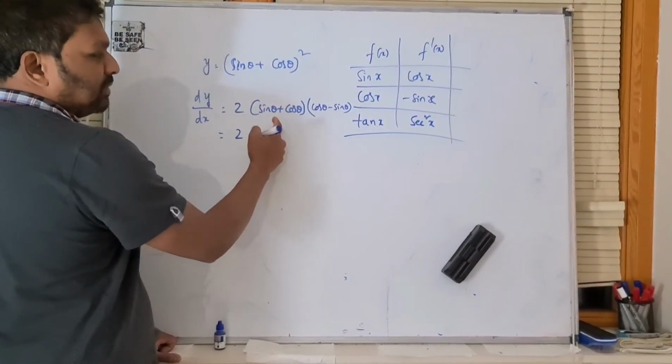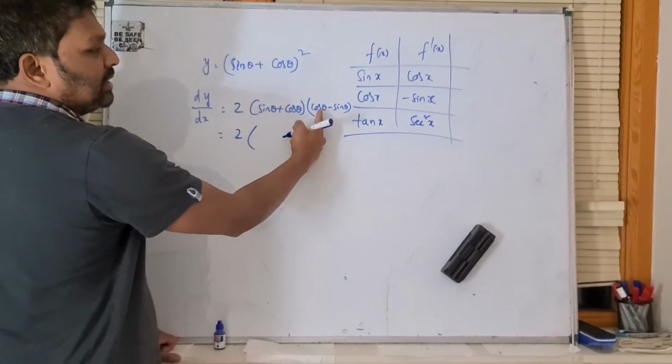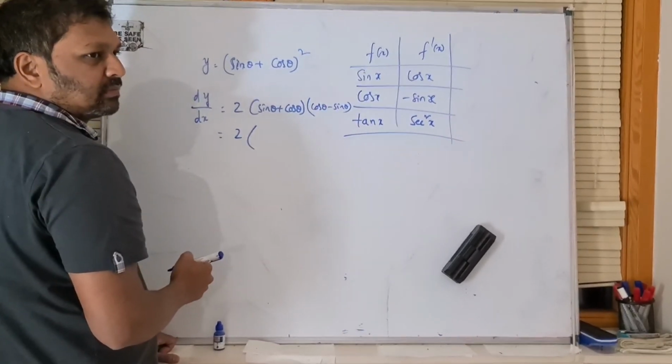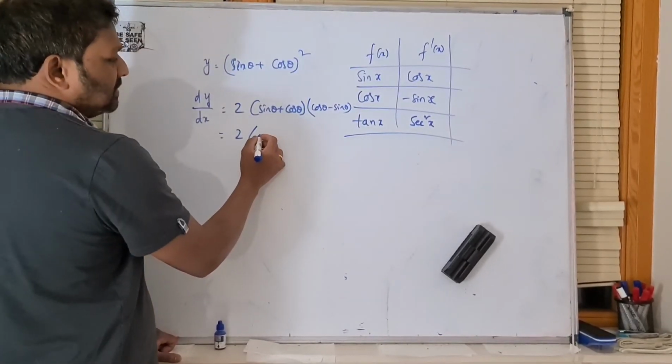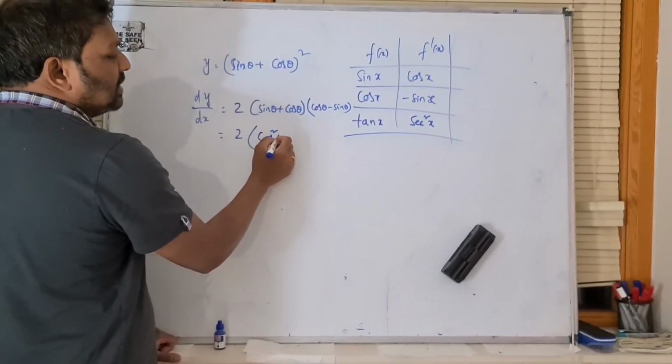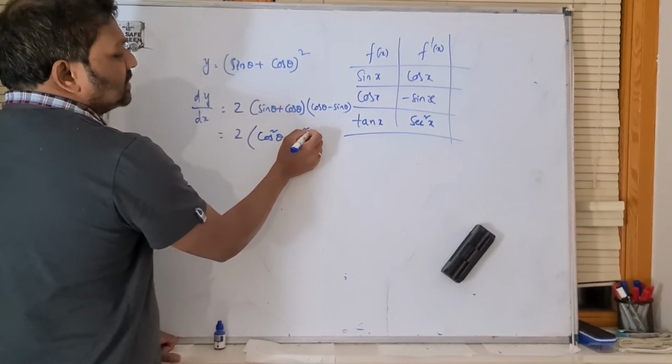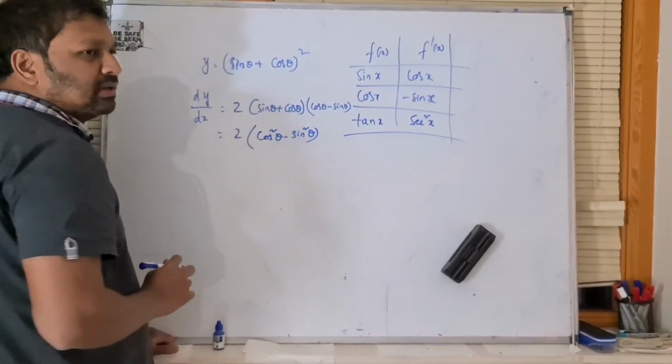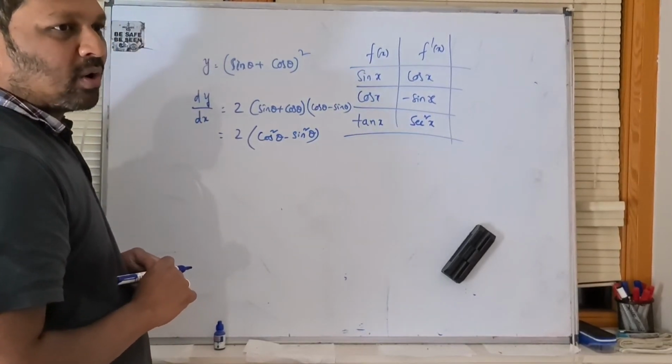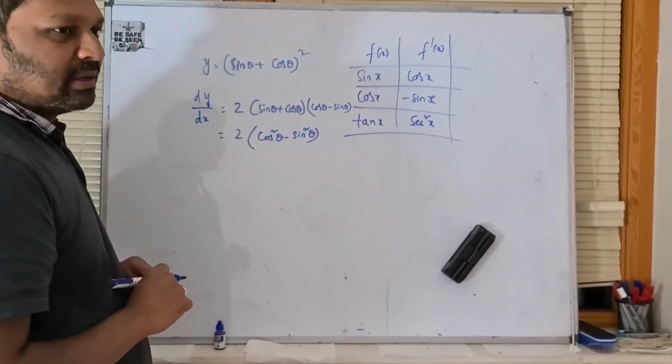If you differentiate it, you get a plus b times a minus b, which is a squared minus b squared. So what is cos square theta minus sin square theta? It's very interesting, isn't it? Knowing which rule to apply, and when, is the key part here.